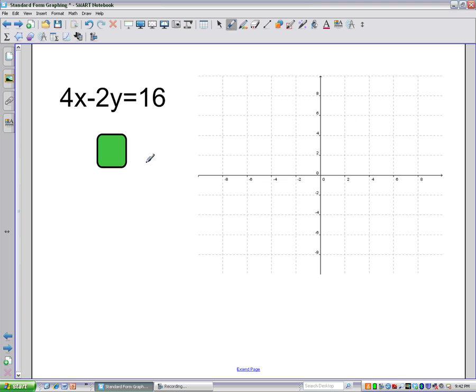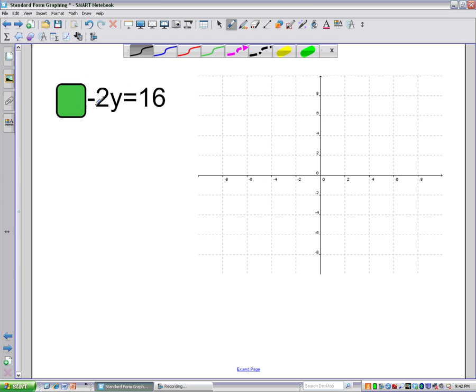So that's about all we're doing, the cover-up method, and sometimes we might have 4x minus 2y equals 16, but we can use the same thing. Let's find the y-intercept first. So let's make x disappear. This time we've got negative 2y, because that minus sign does make a difference. Divide by negative 2, and we're going to get that y equals negative 8. That's my y-intercept.